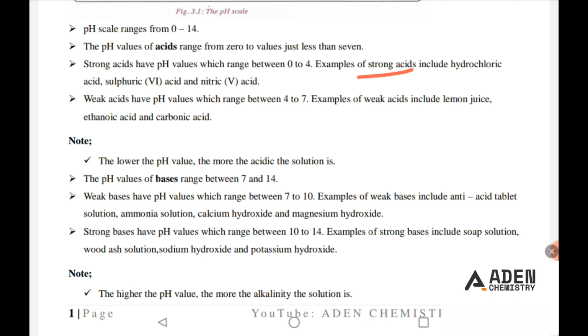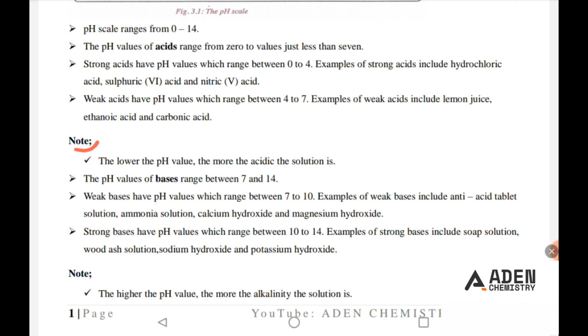What are examples of strong acids? They include hydrochloric acid, sulfuric acid, and nitric acid. Those are examples of strong acids. So what about weak acids? We're saying weak acids have pH values which range between 4 to 7. How will you know if a solution is weak? It has to be near to 7. Next, examples of weak acids include lemon juice, ethanoic acid, carbonic acid, benzoic acid, and oxalic acid. All of those acids are weak acids.